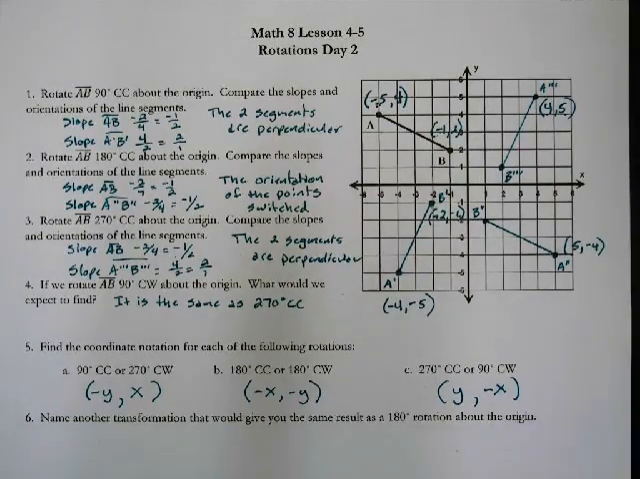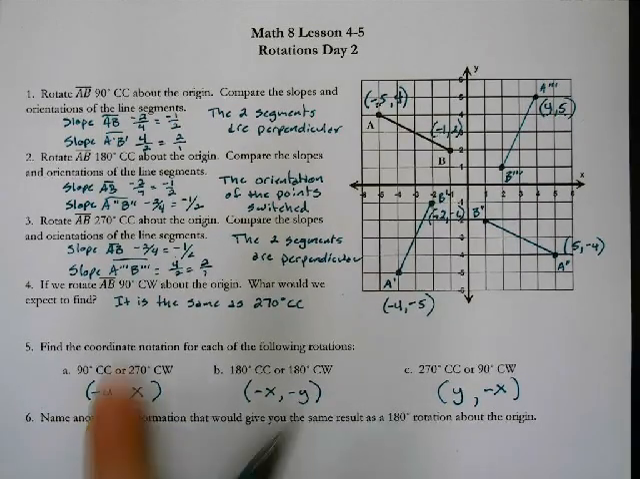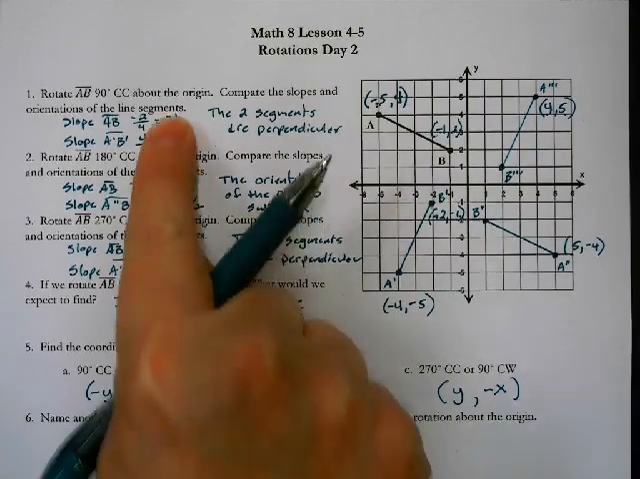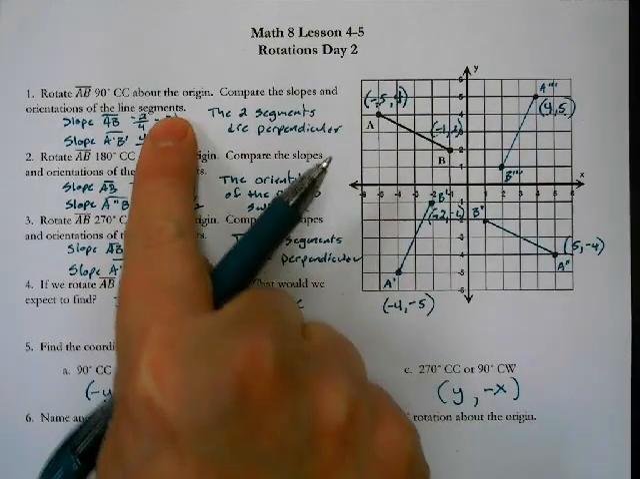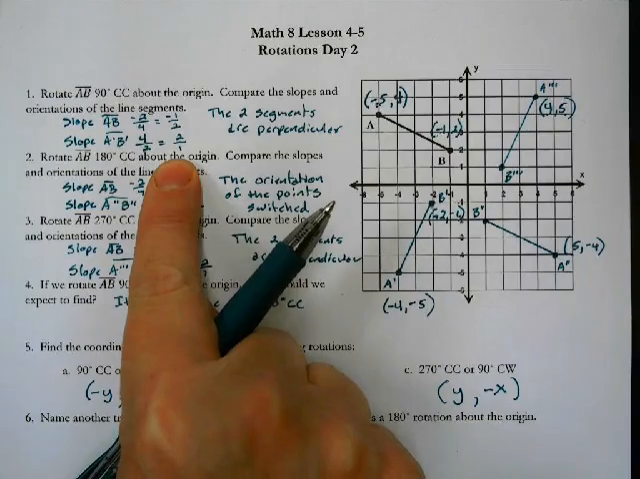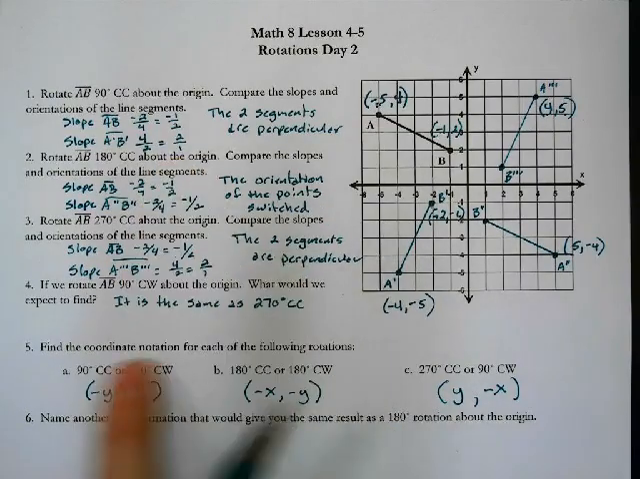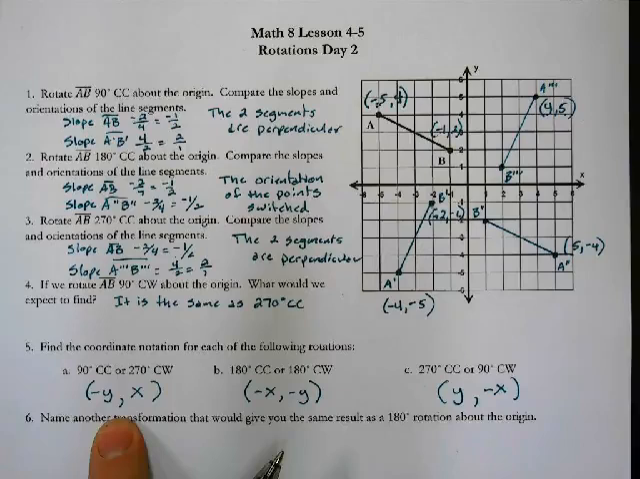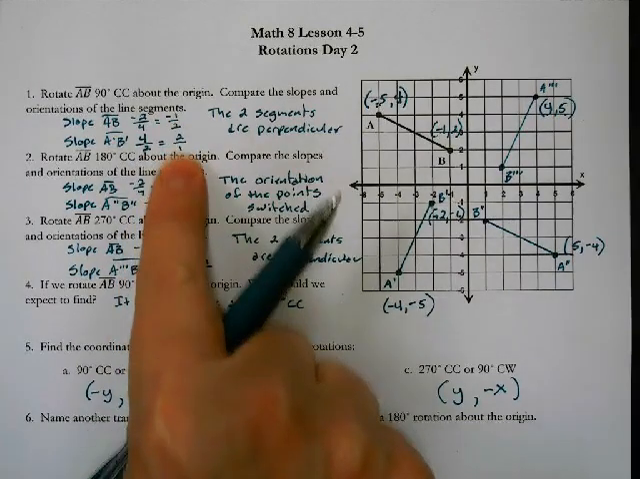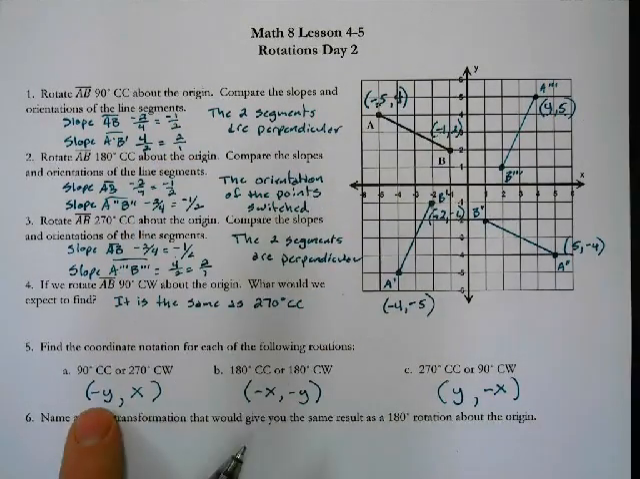And this switching position and changing the sign goes back to what's happening with the slopes. Look what's happening to the slopes. They're switching position and changing their sign. So that's what we're seeing in the coordinate notation down here. The slopes were flipping and changing their signs, and here the X's and Y's are flipping and changing their signs.